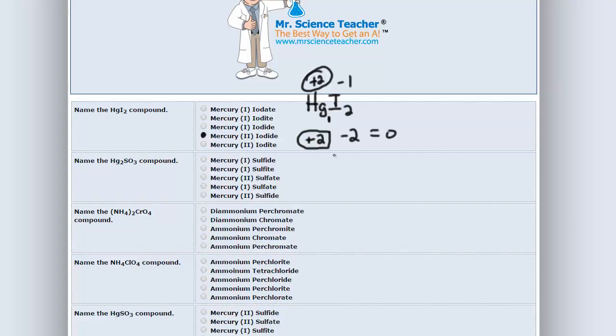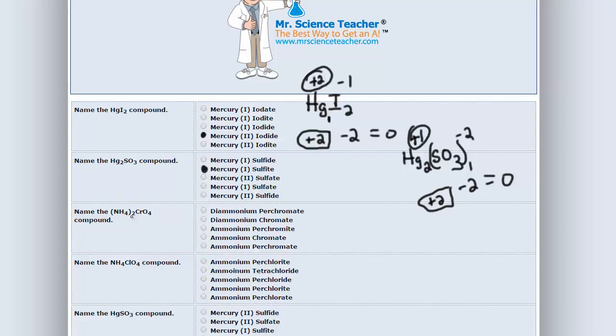Okay. Name the Hg2SO3. Hg2SO3. Set it equal to 0. SO3 is sulfite. It's a -2 charge. I have one of those. So a -2 times 1 gives us a -2. We have to get to 0. We need a +2. Some number times 2 gives us this +2. That gives us +1. Mercury 1 sulfite. Mercury 1 sulfite.